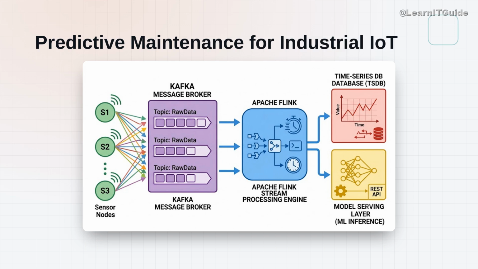As you can see in the diagram, this project requires a robust data pipeline. You need to ingest streaming data from thousands of devices using something like Kafka, process it in real time, and store it in a time series database. This is a classic high-scale engineering problem.